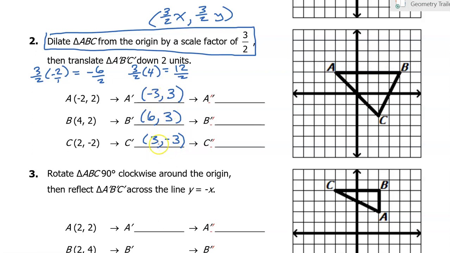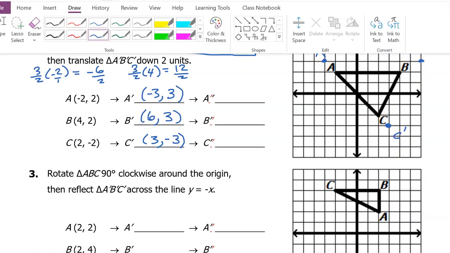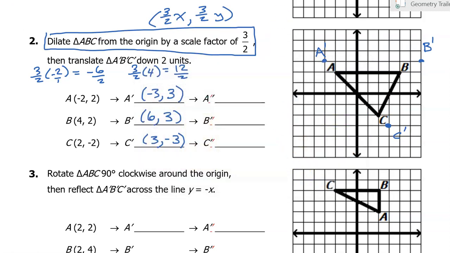So this will be the image after this dilation. 3 over 2 is bigger than 1, so I'm expecting to see a somewhat larger triangle. So negative 3 comma 3 would be here. 6 comma 3 is here. And 3 comma negative 3 is here. So this will be my A prime, B prime, C prime. Let's draw it. All right, so as you can see, we got a larger triangle as expected.